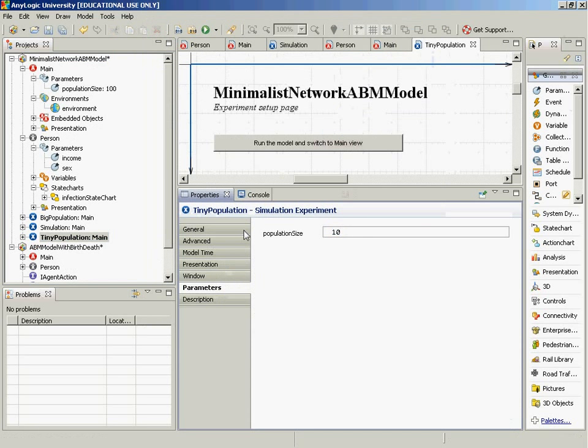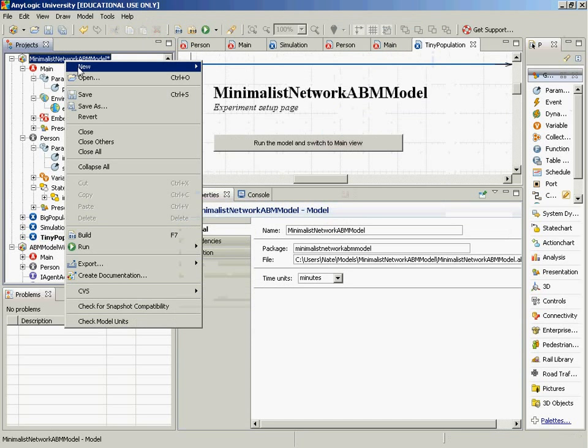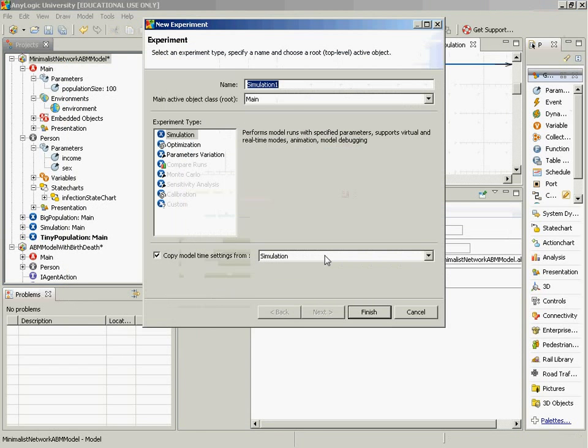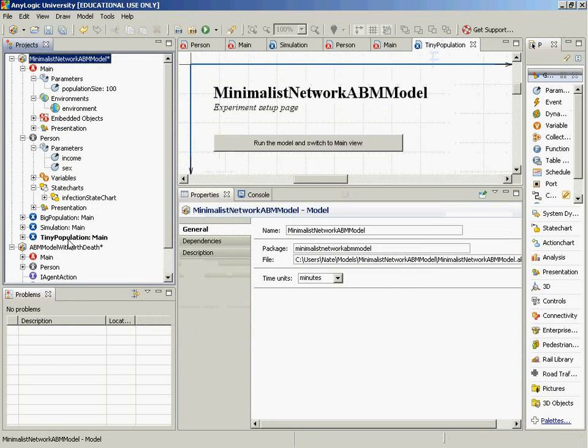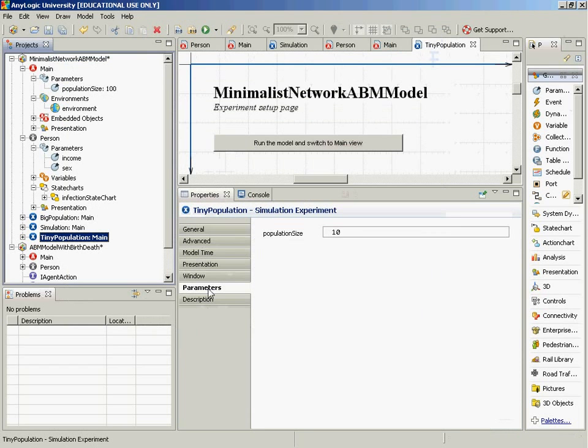Let's say 10, okay? So remember what I just did there is I went and I right-clicked on the minimal network thing. I did new experiment, and I went through that and just took the default settings, just named it something different. And then within this, I went to parameters and set the parameter for it, the sole parameter.